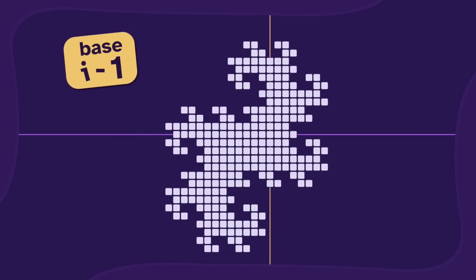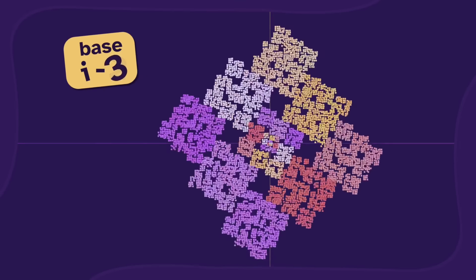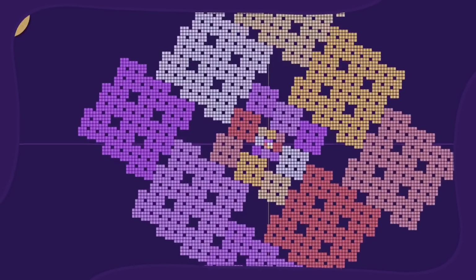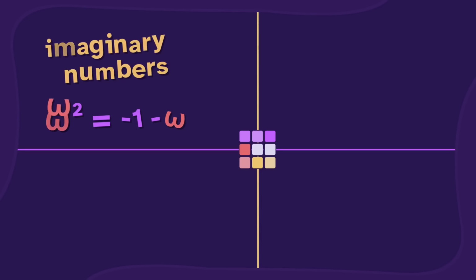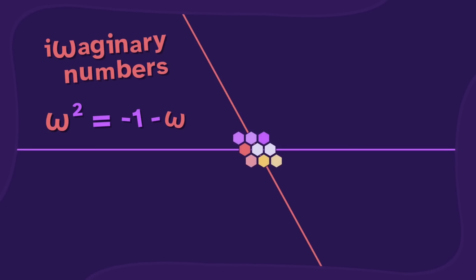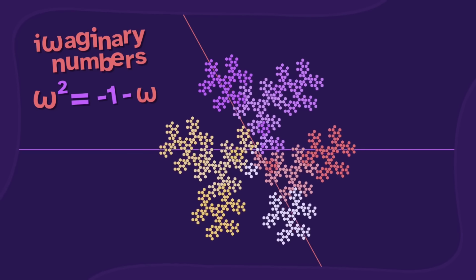And i minus 1 isn't the only cool base. Check out i minus 2 and i minus 3. We keep getting squares because we're using imaginary numbers. But we could replace i with omega, which squares to -1 minus itself. With these imaginary numbers, we get a hexagonal grid, which means we can make hexagonal fractals.